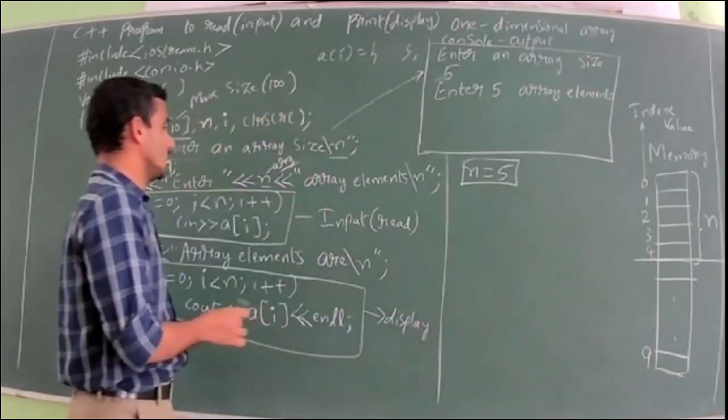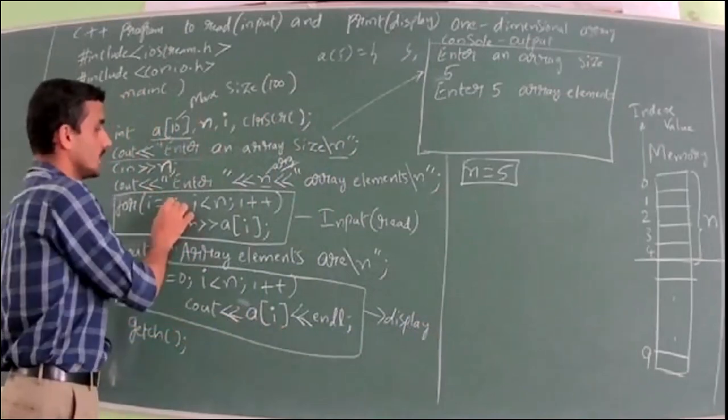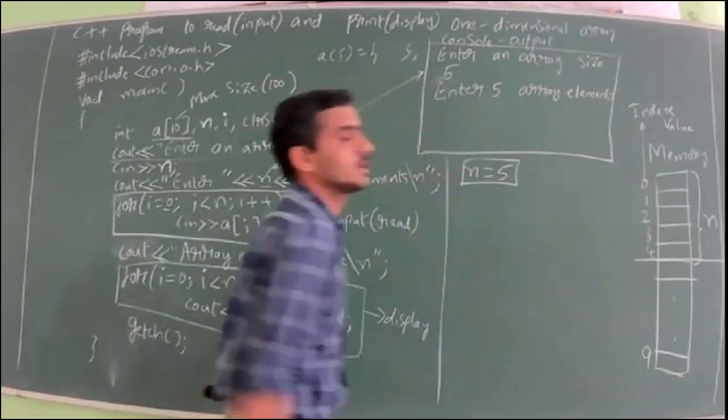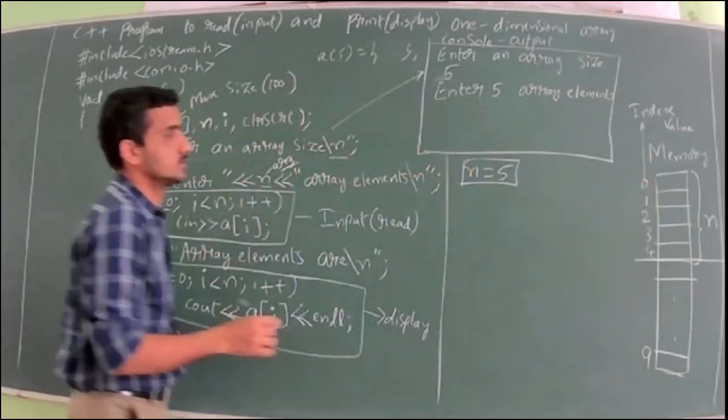So now we have to enter the elements. So a for loop is there. I is equal to 0. The reason I have taken 0 is that the array index value starts from 0. So you have to take 0. I less than n. n indicates 5 here.